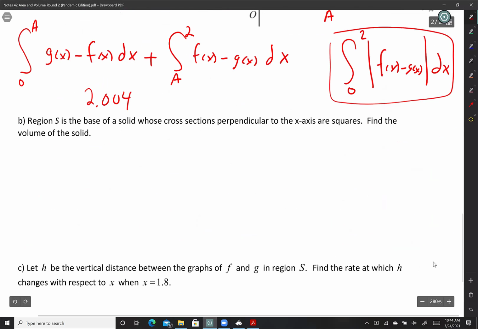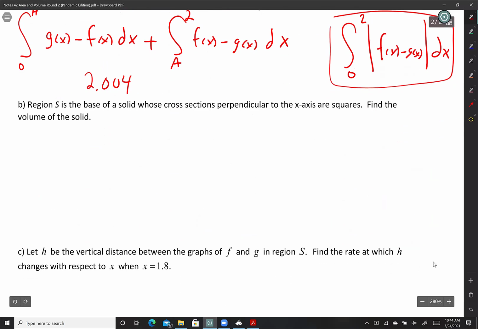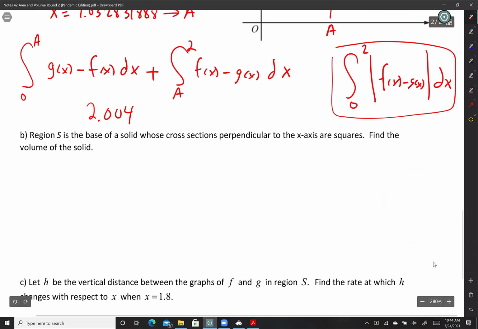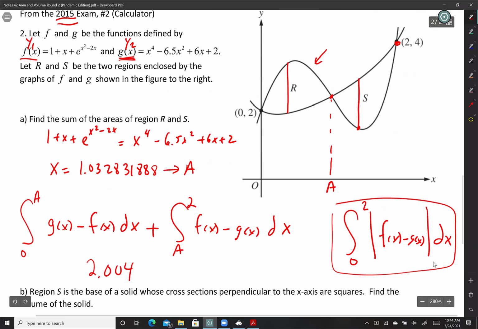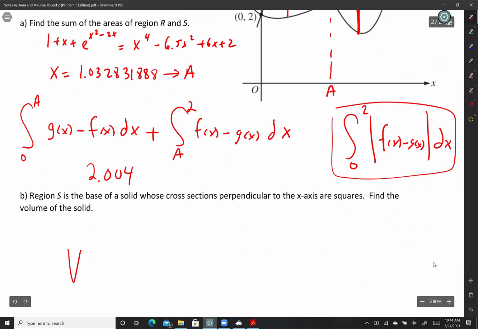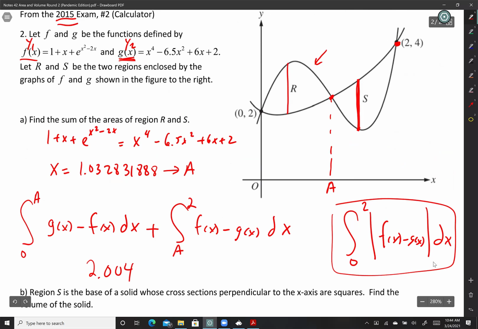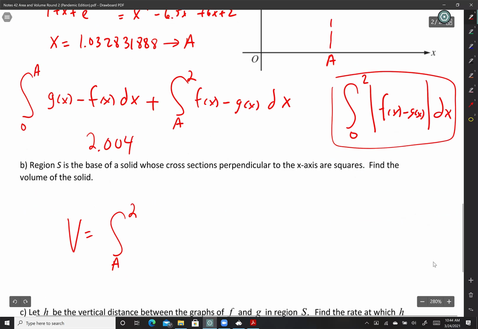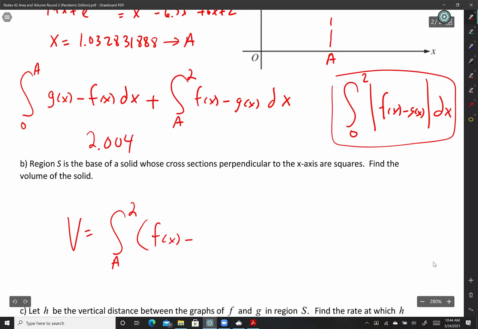Okay, here we go. Letter B. Region S is the base of a solid whose cross sections perpendicular to the x-axis are squares. So now we just have to focus on region S. We already know that's a, and this is 2. So the volume is equal to the integral from a to 2. Which one's on top? Not g of x, f of x. So parenthesis, f of x minus g of x.